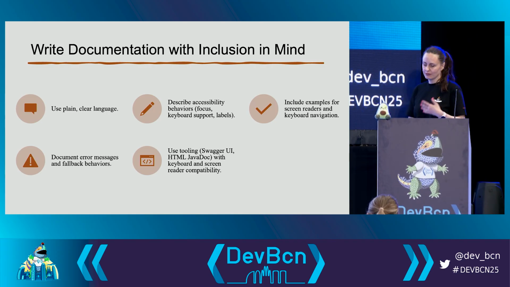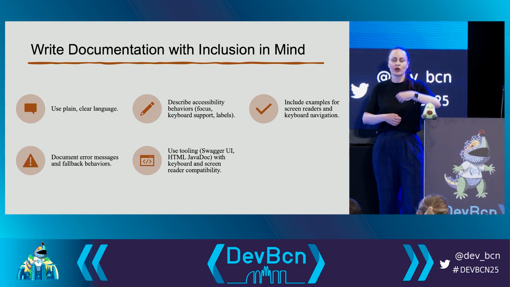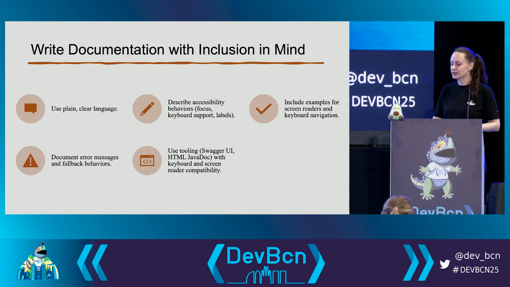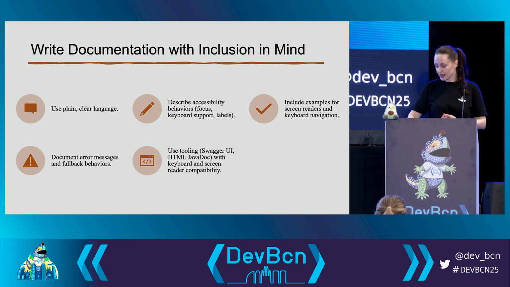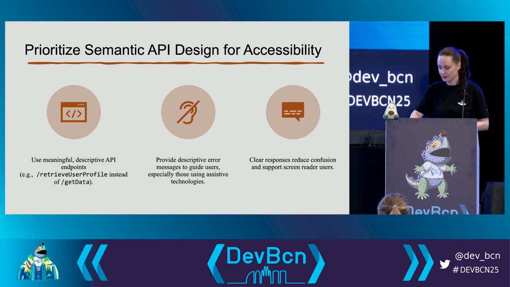So speaking from, let's say, front-end experience, don't use action, use what it does, submit. Document the ARIA roles and include accessibility requirements in your API contracts. And by the way, if you're using tools like Swagger or you're making HTML JavaDocs, you can also customize how the keyboard and the screen readers interact with those as well.